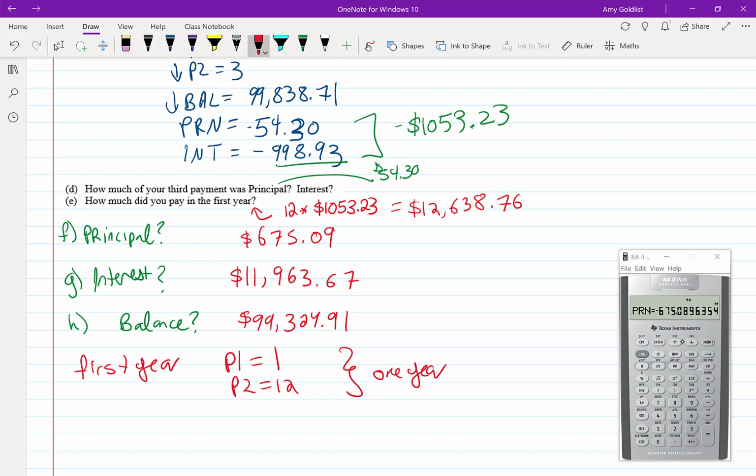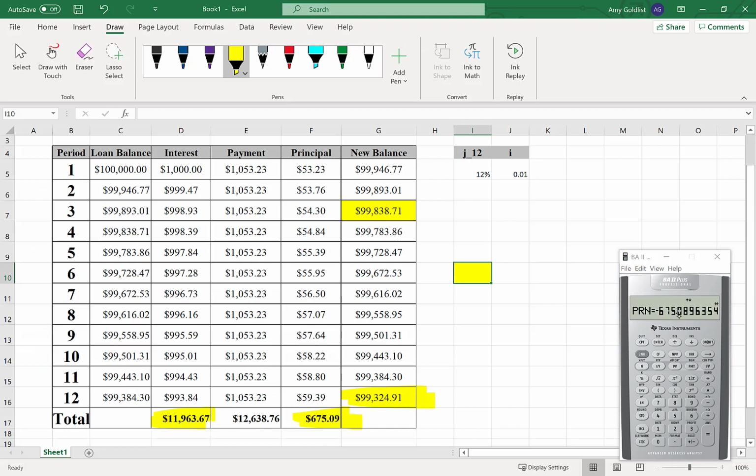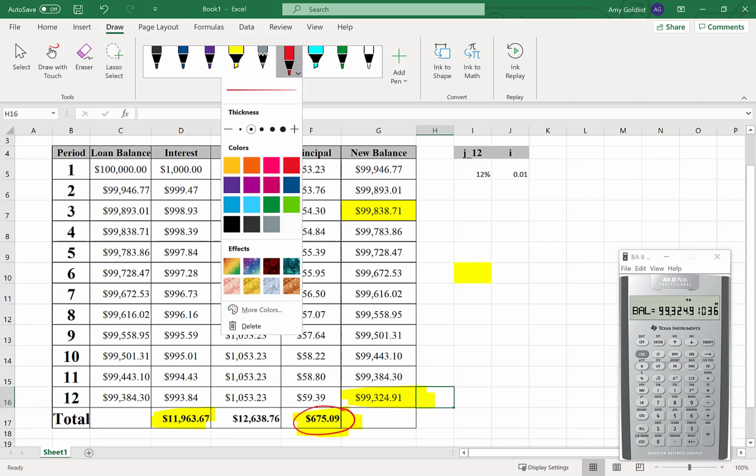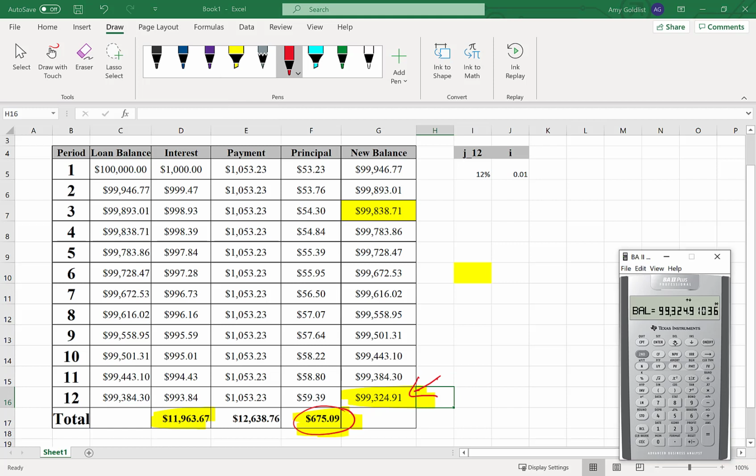Looking back at our Excel, you can see that this is exactly the same. The principal paid, $675.09. Those are the same numbers. Balance, $99,324.91. Same thing. And when we go to the interest paid, that's going to be $11,963.67. So again, we're getting the exact same answers no matter which method we use.